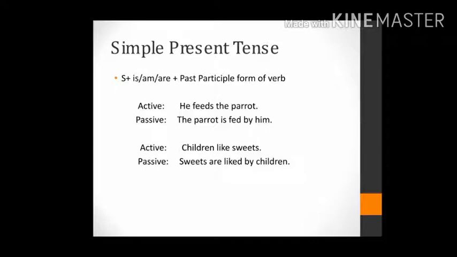One more sentence. Children like sweets. In this sentence, subject is children, verb is like, sweets is the object. So, the object will become the subject. So, start with sweets. Sweets are liked by children.